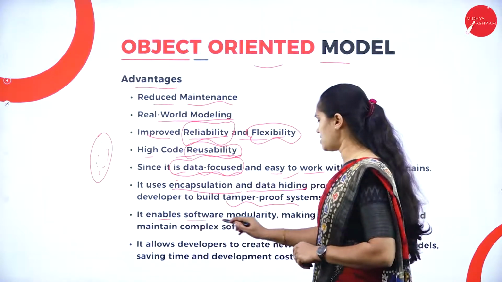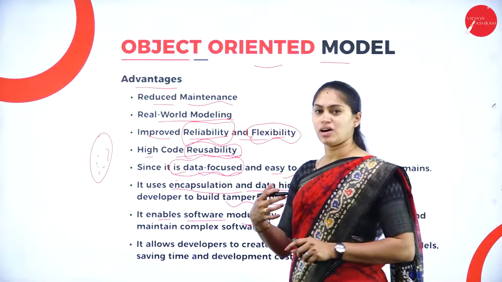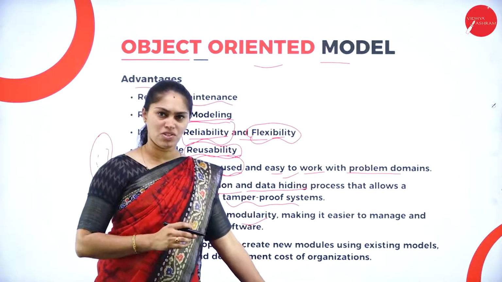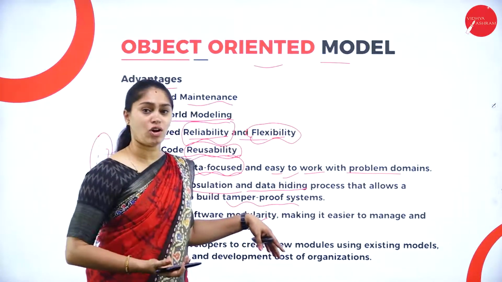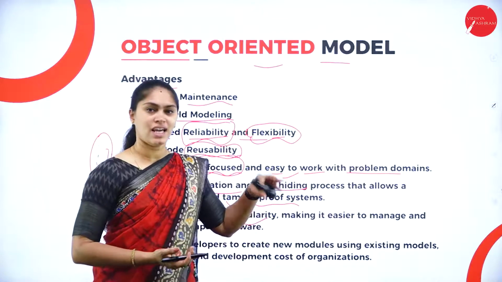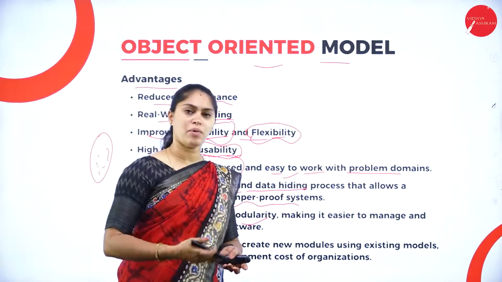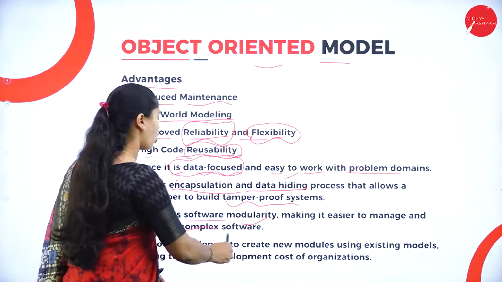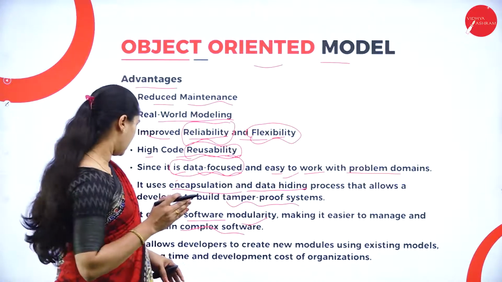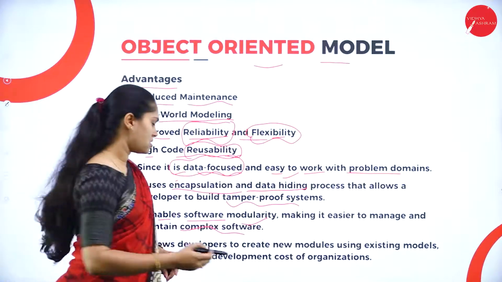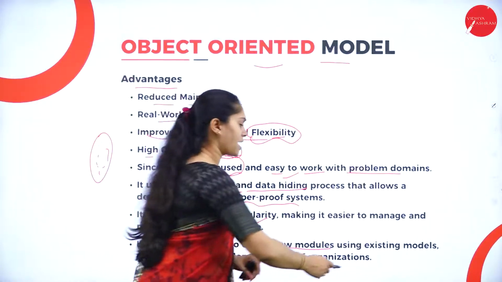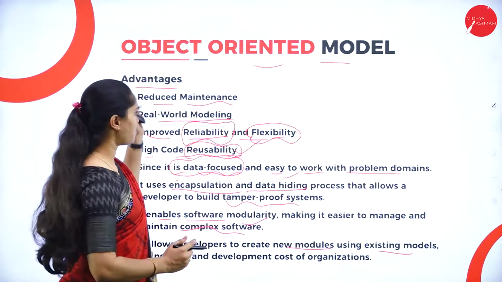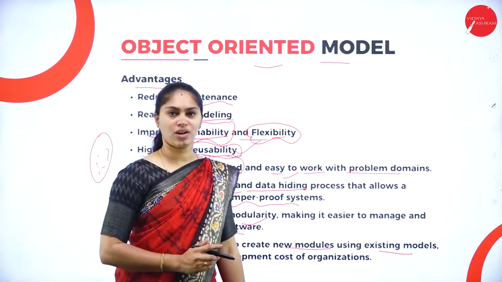And also this enables software modularity. When we are working with this object oriented model, they divide everything as objects, right? Modularity in the sense that it will not be considered as a single complex problem. Instead, it will be divided into a number of sub-modules or sub-problems, and it will be easy to maintain, and complex software can be easily maintained. This also allows developers to create new modules using existing modules. That is related to the reusability terminology. So these are the many advantages we have in the object oriented model.